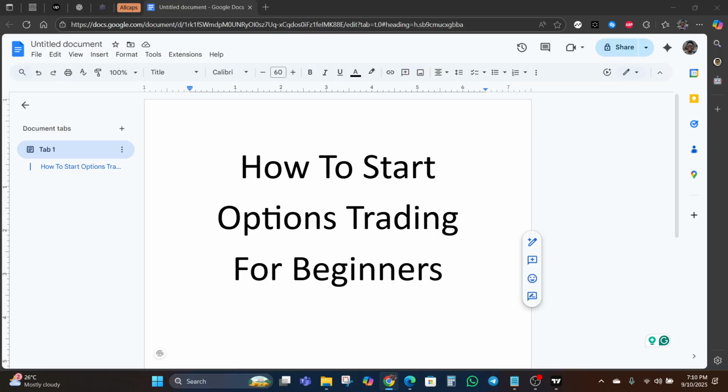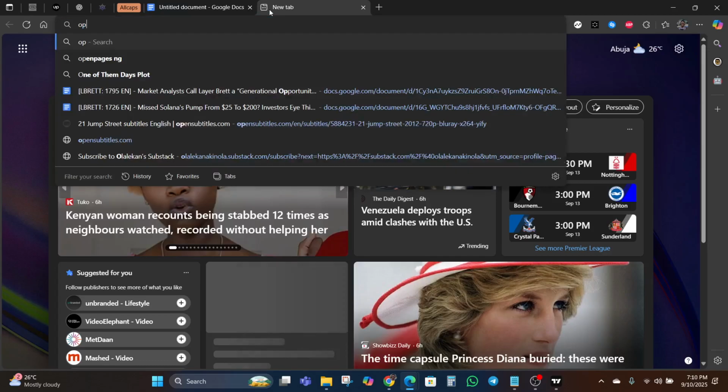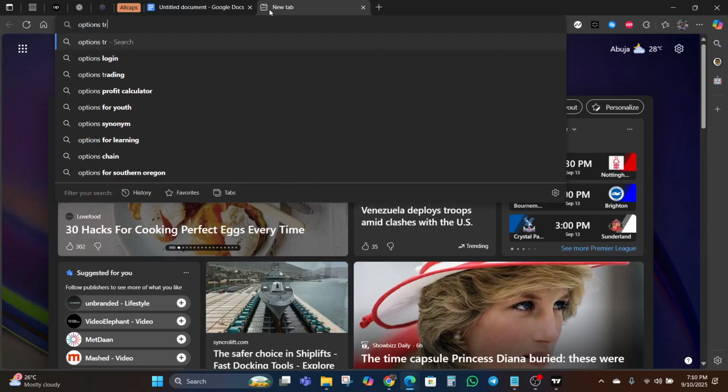Options are contracts that give you the right, but not the obligation, to buy or sell an asset at a set price within a specific time frame. So that is the key idea.